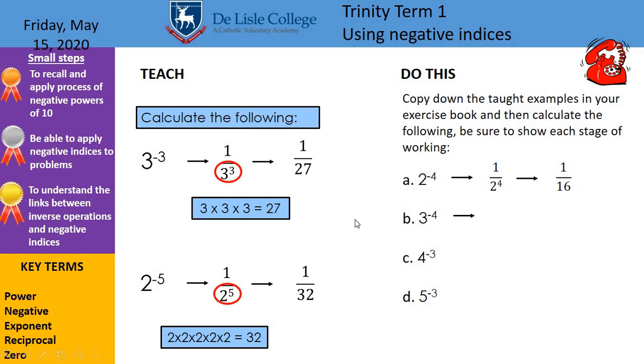Right, 3 to the power of negative 4 is 1 over 3 to the power of 4, which is 3 times 3 times 3 times 3, which gets us 81. And then we've got 4 to the power of negative 3, which is 1 over 4 to the power of 3, which is 4 times 4 times 4, which is 1 over 64. And then we've got 1 over 5 to the power of 3, which is 5 times 5 times 5, which is 1 over 125. Please just mark your work as we go through and just make any corrections where necessary.